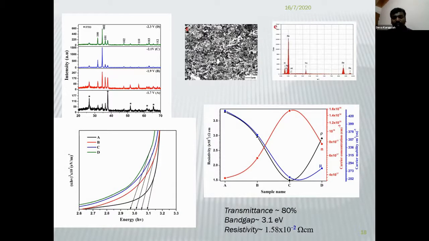It is a little bit affected because we are already using an FTO substrate, so it can affect the transmittance of the material. The band gap is also very low, around 3.1 electron volts, and the resistivity is also a bit low compared to other methods, like 10 to the power minus 2 ohm centimeter.